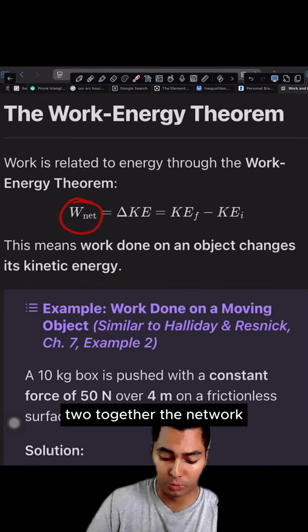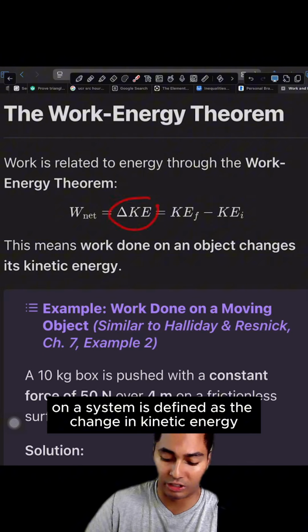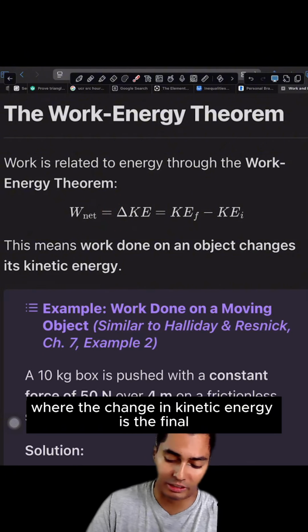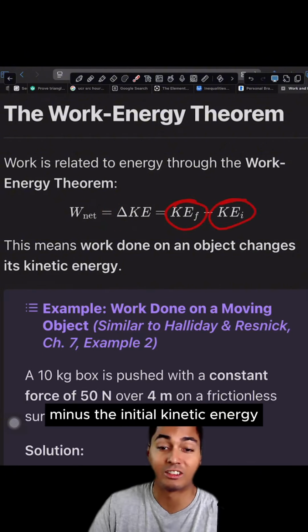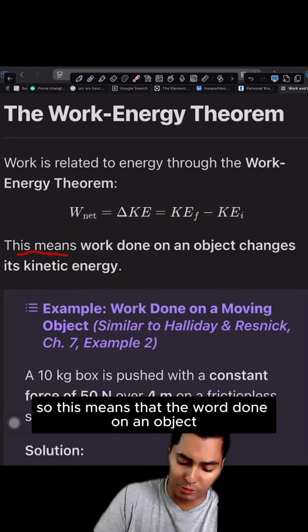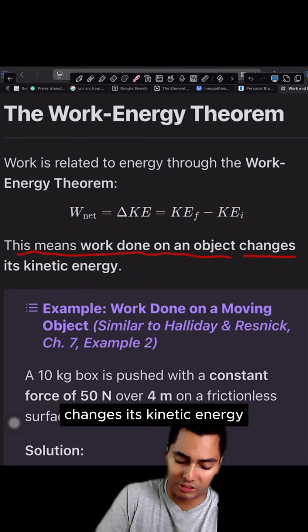The net work on a system is defined as the change in kinetic energy, where the change in kinetic energy is the final minus the initial kinetic energy. So this means that the work done on an object changes its kinetic energy.